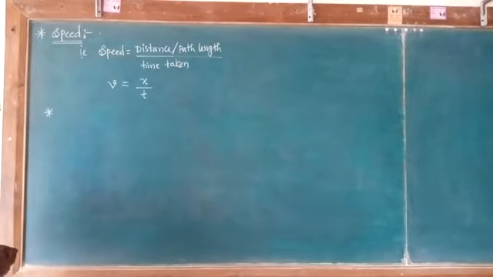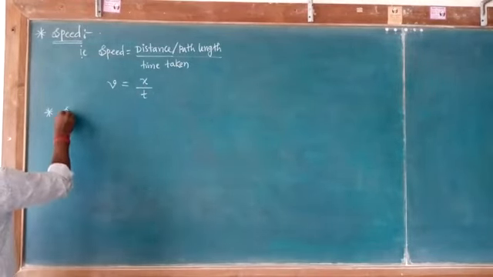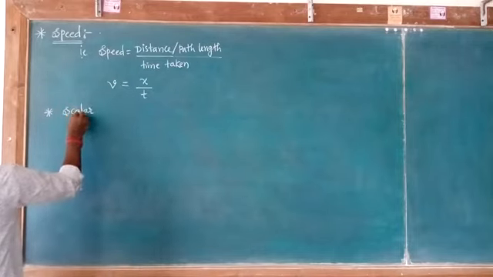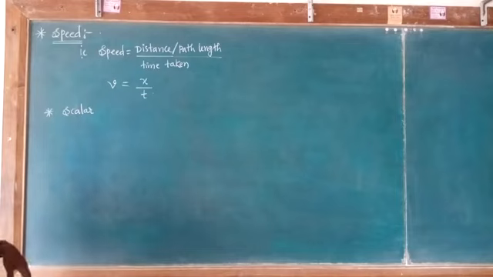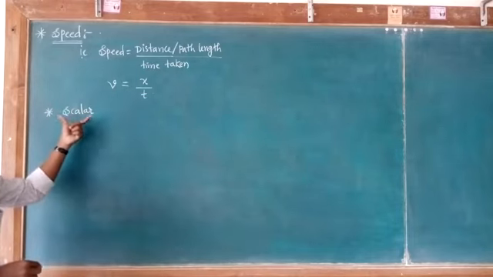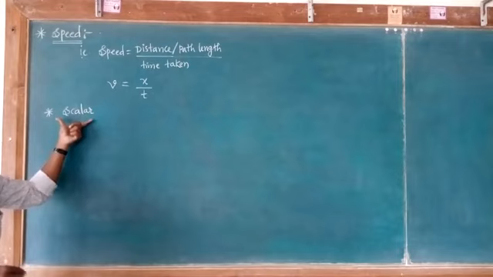The first property is that speed is a scalar quantity. Speed is a scalar quantity means it has only magnitude. Therefore, the given physical quantity is a scalar. In other words, speed is a scalar quantity because it has only magnitude and no sense of direction.